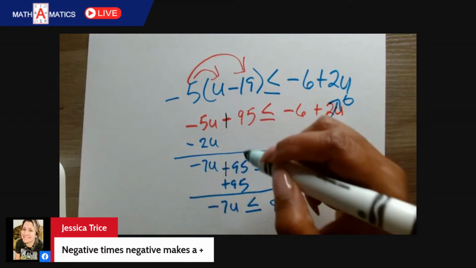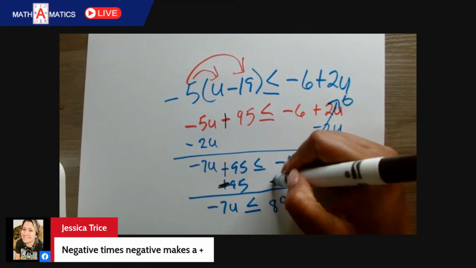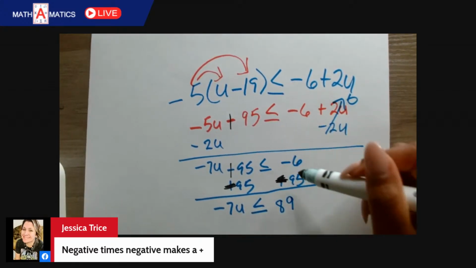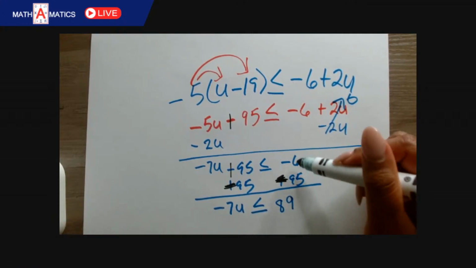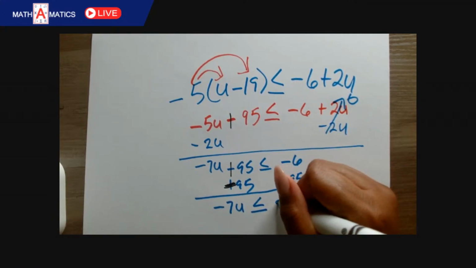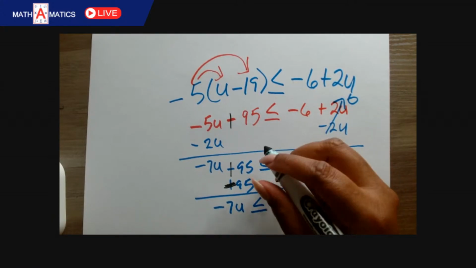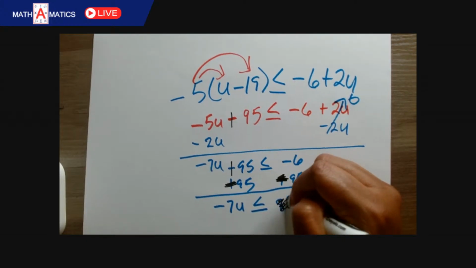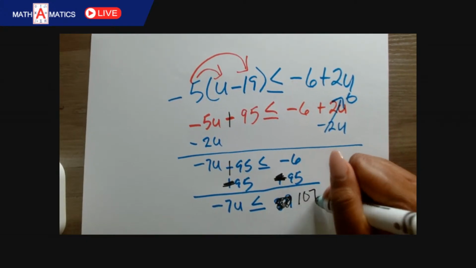So that actually changes everything that I did down here. So now we're actually going to add this 95 and 6 together. So we will get 107. And I'm just going to cross that out, 107.